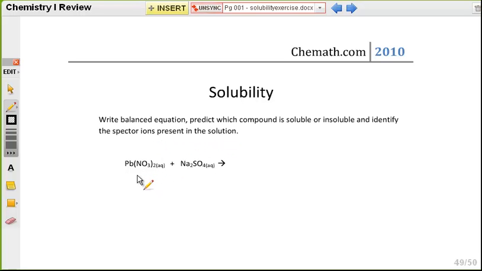We have reactants, lead nitrate and sodium sulfate. We have to make the reaction, so that it produces lead sulfate and sodium nitrate.